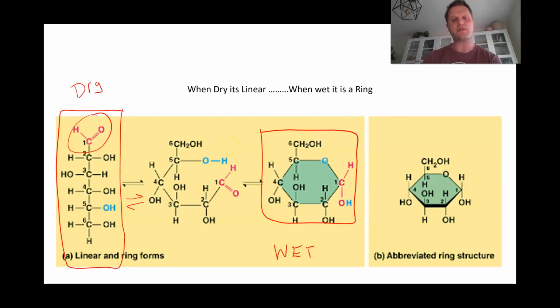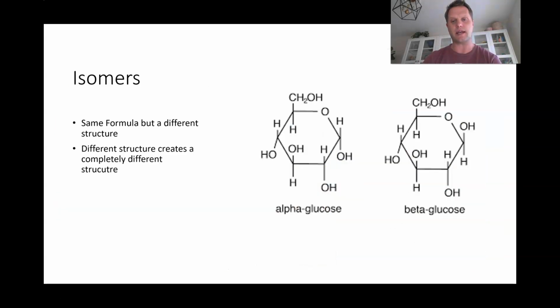Now, something interesting about glucose is that it will form two forms we call alpha glucose and beta glucose. And they almost look exactly the same. They're isomers of each other. An isomer is something with the same formula but a different structure. And these different structures generally have completely different functions. So when you have different structures, you'll have different functions. So alpha glucose behaves differently than beta glucose. We're going to talk about some of those different impacts in a couple moments here.